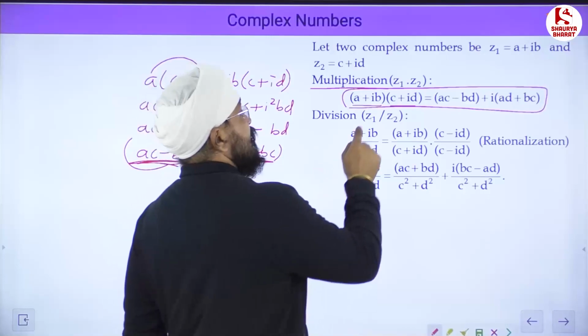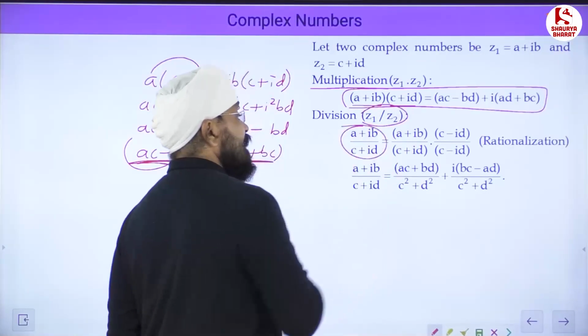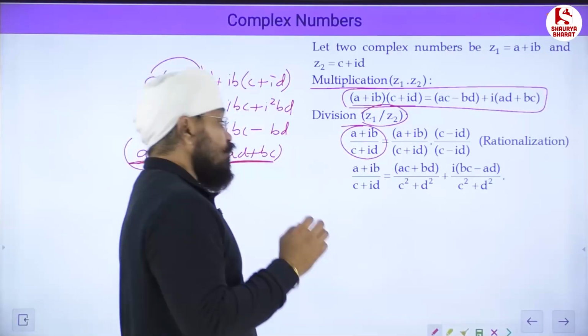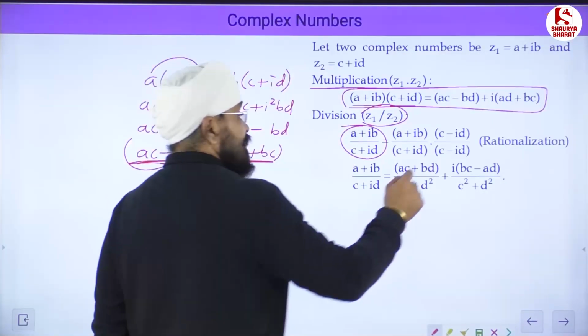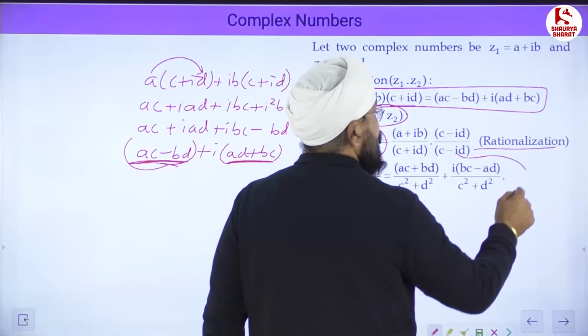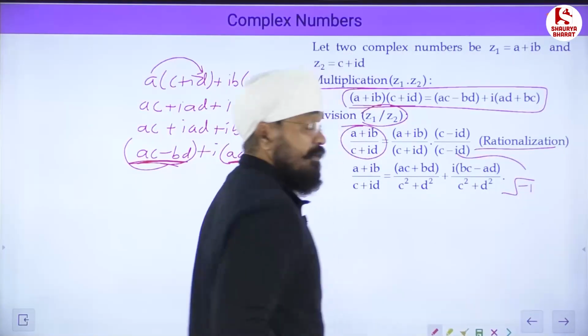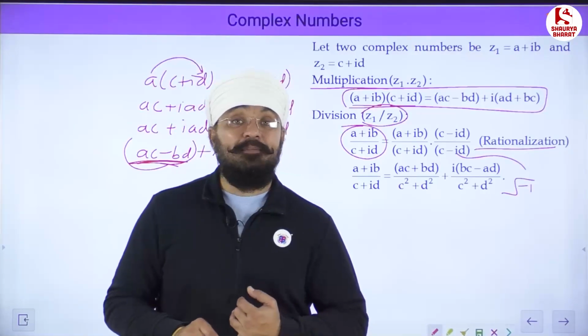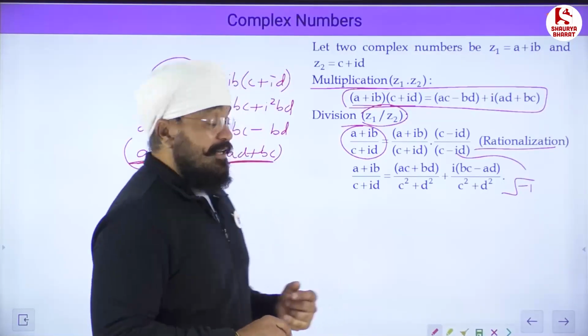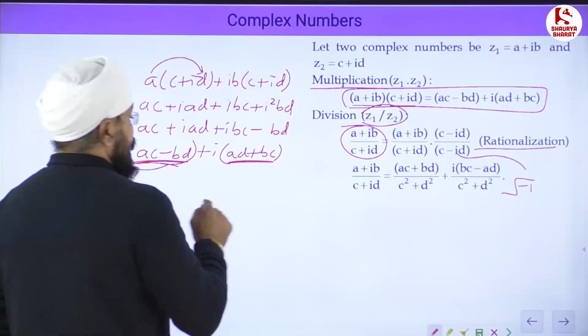Same is the case with division. Whenever we are having division of two complex numbers, we are going to use a concept where rationalization is done. We know that this iota is nothing but square root of minus 1. So whenever we are having square root of minus 1, in our junior classes we have studied about surds, where the concept of rationalizing the denominator takes place.